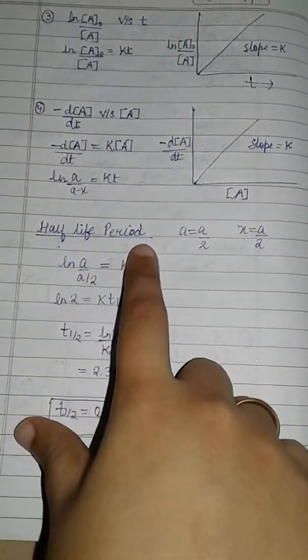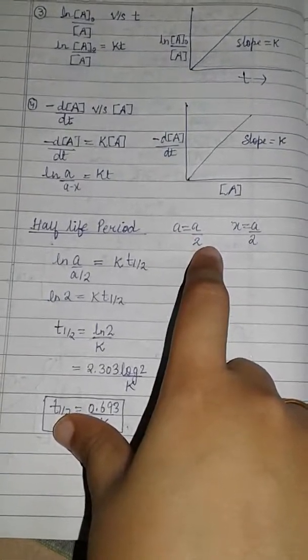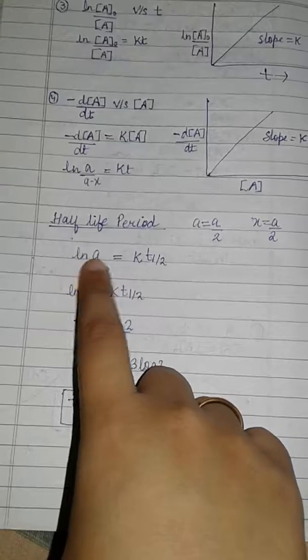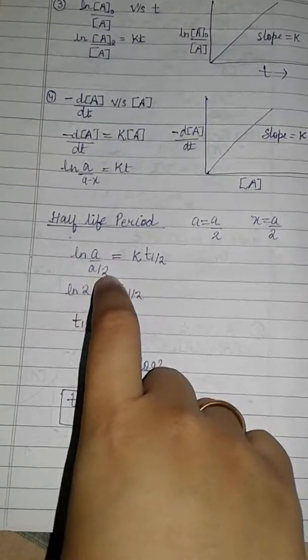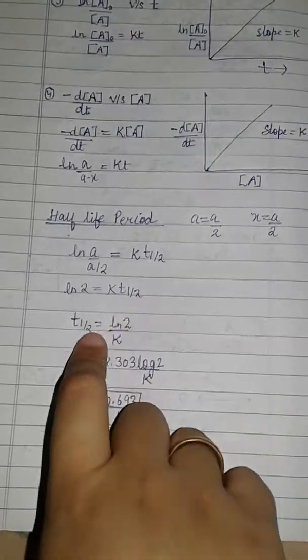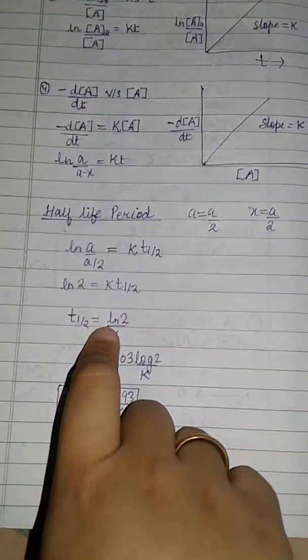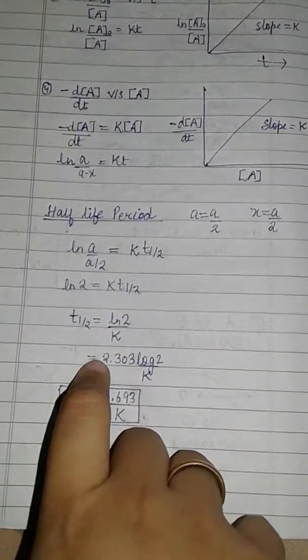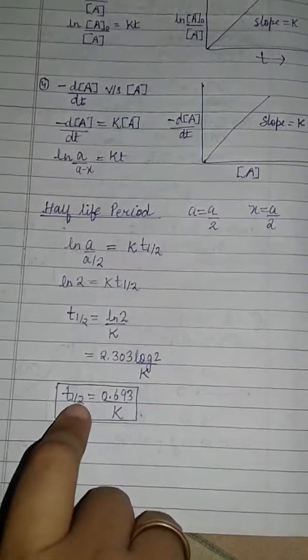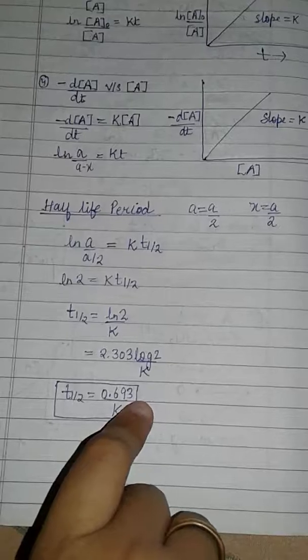Half-life period: a is equal to a by 2, we know, and x is equal to a by 2. Ln a upon a by 2 is equal to k t half. So ln 2 is equal to k t half. So t half will be equal to ln 2 upon k, equal to 2.303 log 2 upon k. That is, t half is equal to 0.693 upon k.